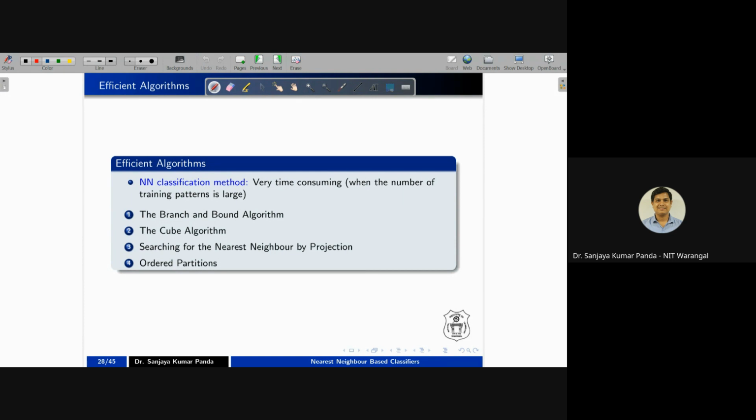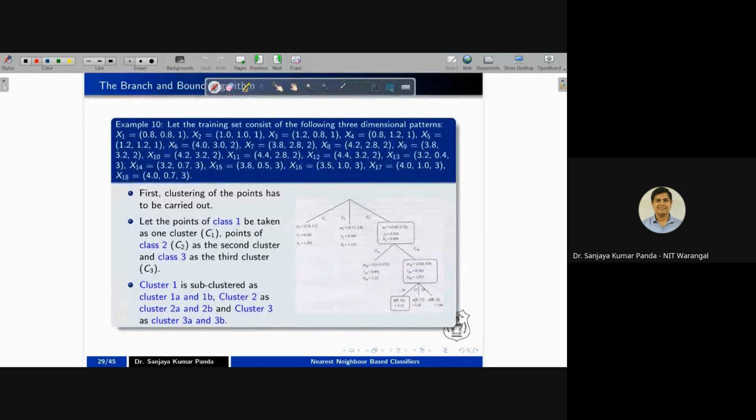One is called the branch and bound algorithm. Another is the cube algorithm, searching for the nearest neighbor by projection and ordered partition. Let us start with the first algorithm, the branch and bound algorithm. Directly I'll show you an example.